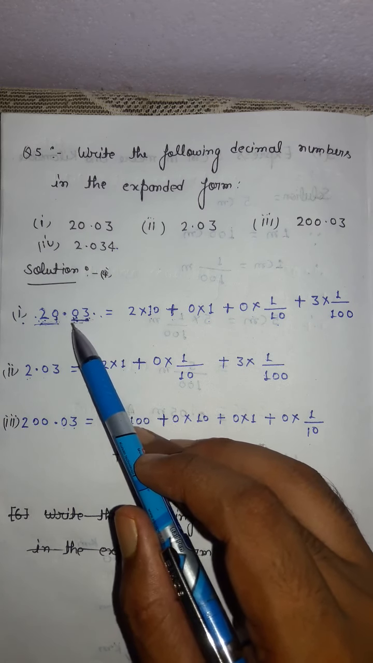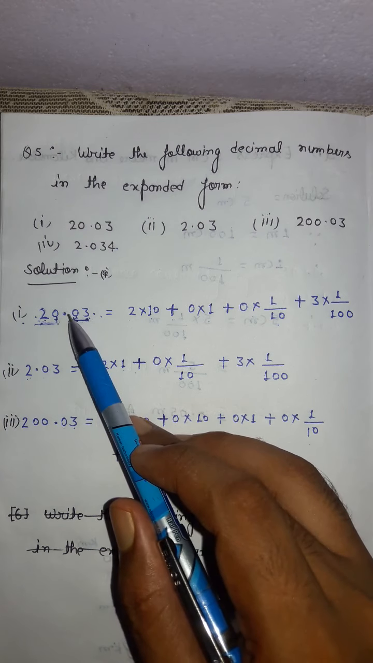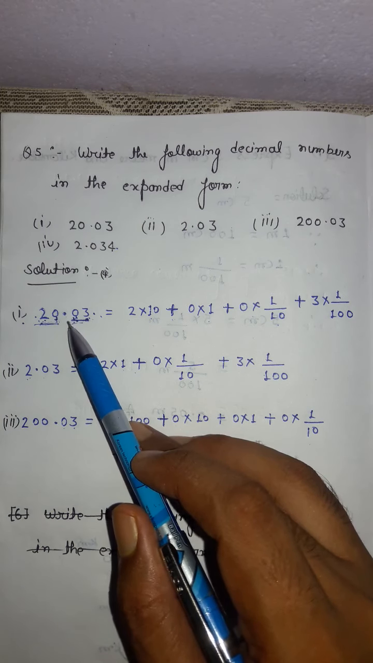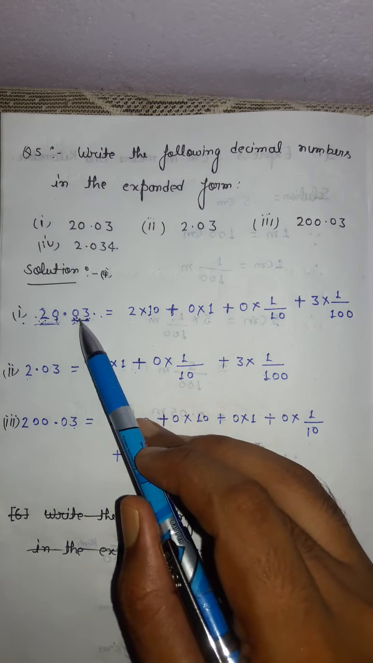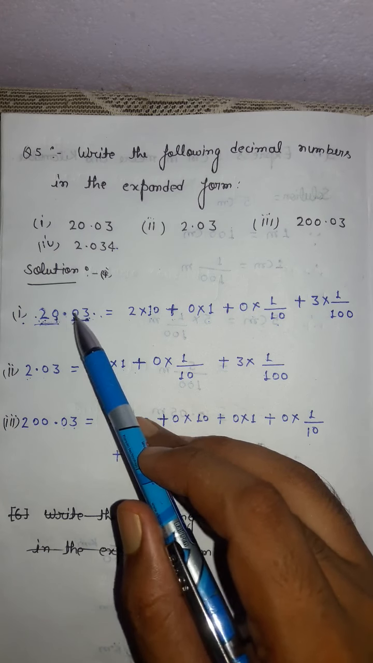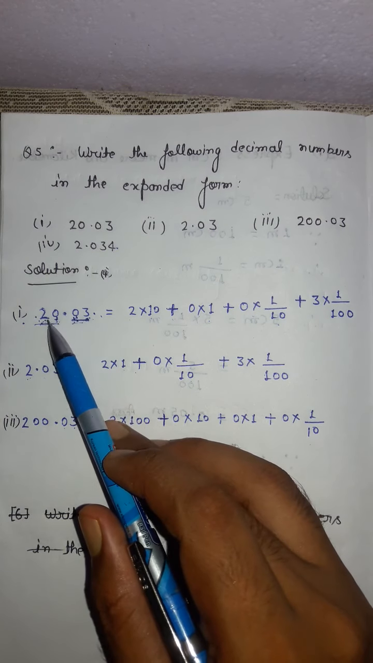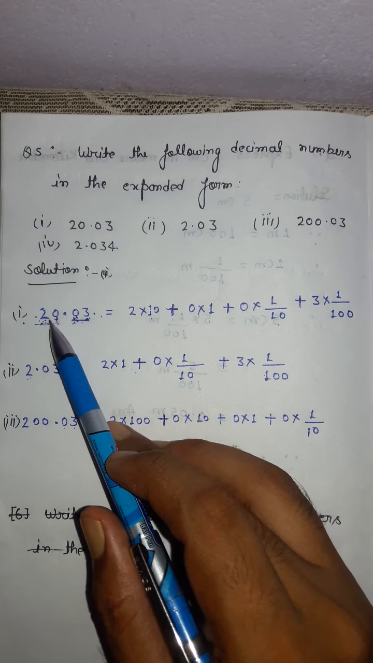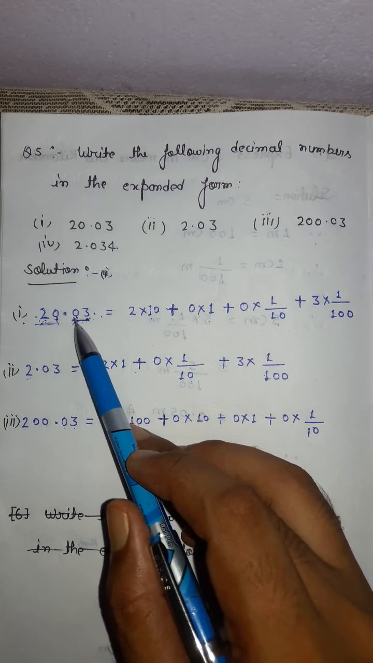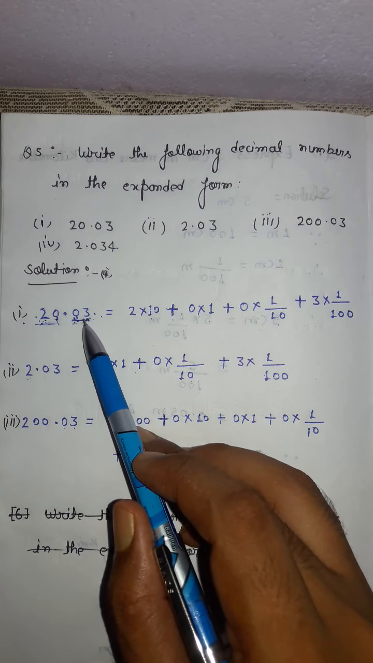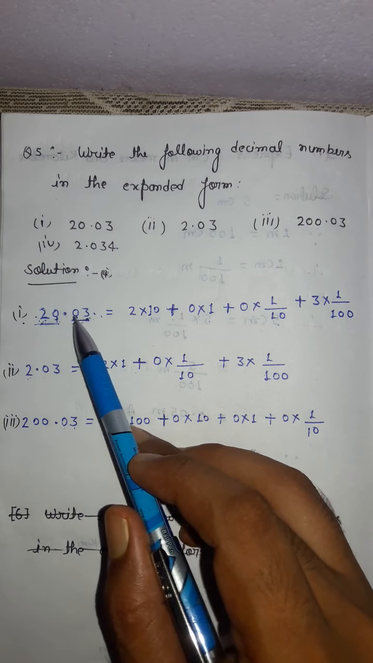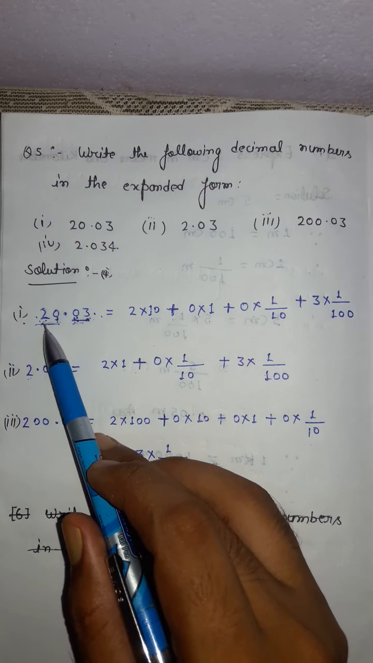20.03. If you see this number, I had told that there are two parts: one is after the decimal, meaning on the right-hand side, and one is before the decimal, meaning on the left-hand side. The part after the decimal is known as its fractional part, and the part before the decimal, on the left-hand side, is known as its whole part.